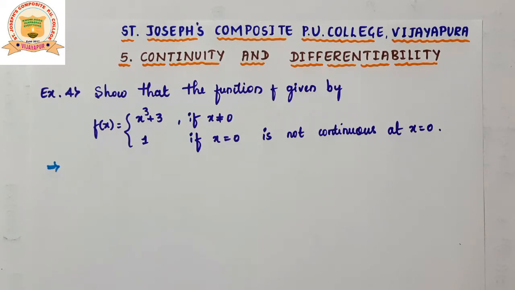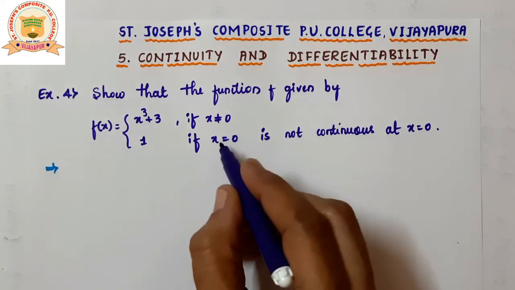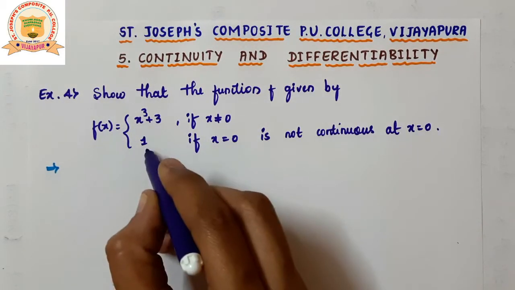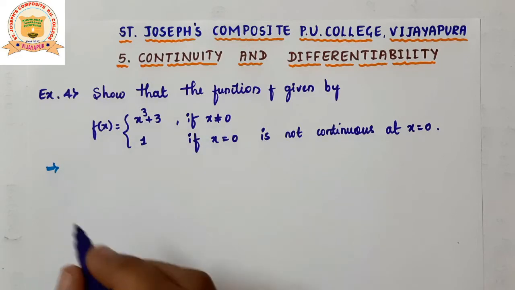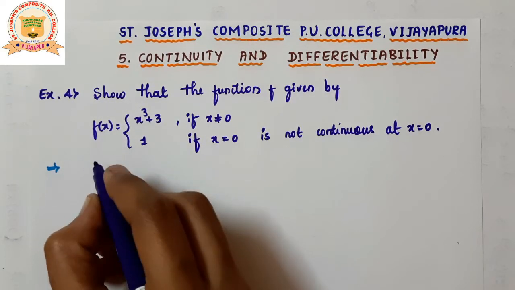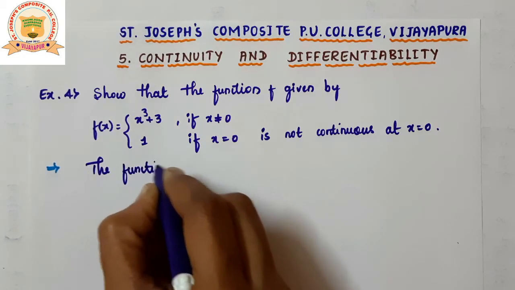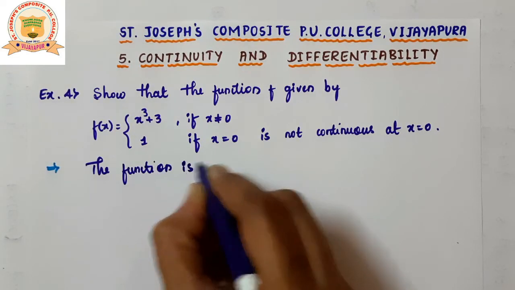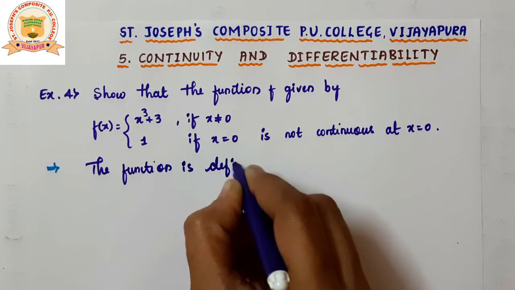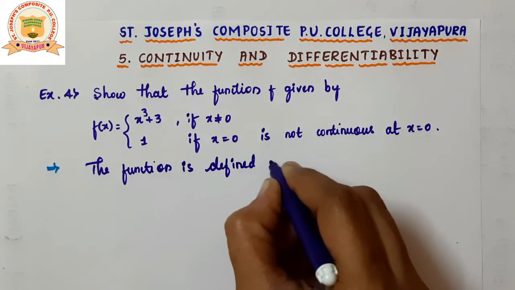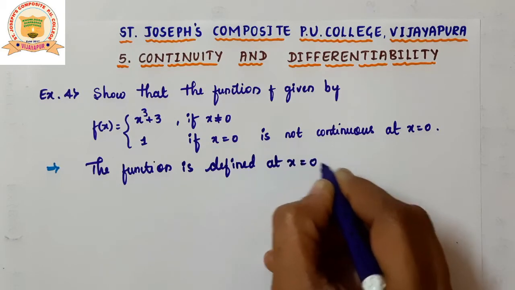First, we have to check whether the given function is defined for all the real numbers or not. Particularly at x is equal to 0, it is defined or not, that we have to check first. Yes, at x equal to 0, the function is defined. At x equal to 0, the value of the function is 1. For x is equal to 0, the function is defined. Therefore, first we will write that the function is defined at x is equal to 0.